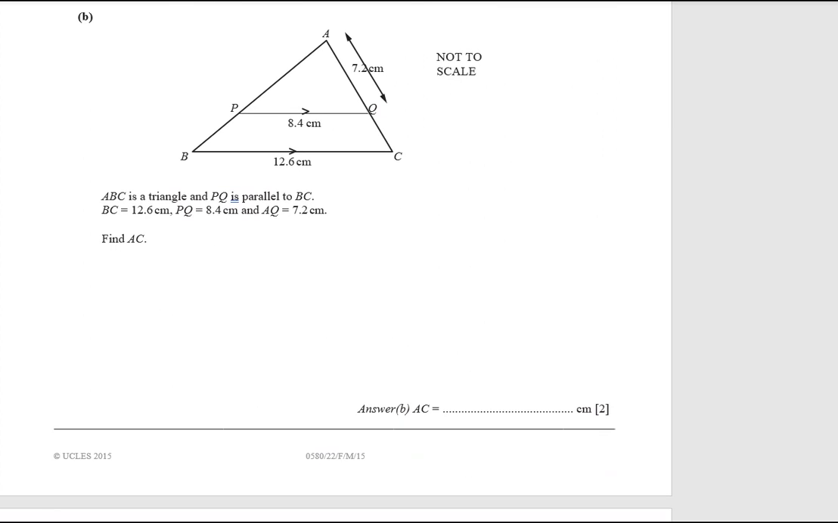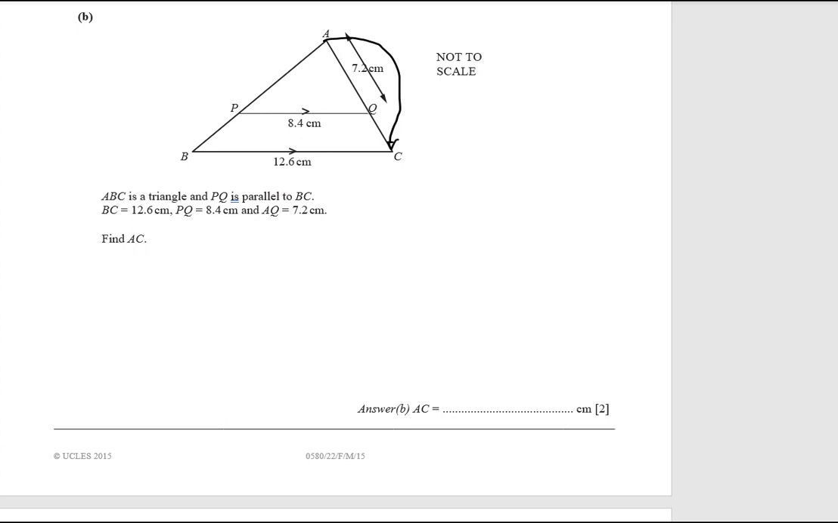Let us go ahead to another question. This is a triangle ABC, and BQ is parallel to BC. Here, this one is BQ, parallel to BC. BC as a distance is equal to 12.6 centimeters. BQ as a distance is equal to 8.4 centimeters. And AQ is equal to 7.2 centimeters. What he needs to find is AC. Where is AC? AC is the total distance here.